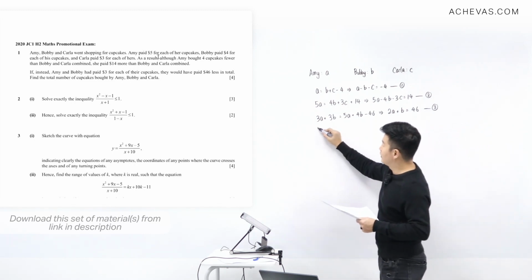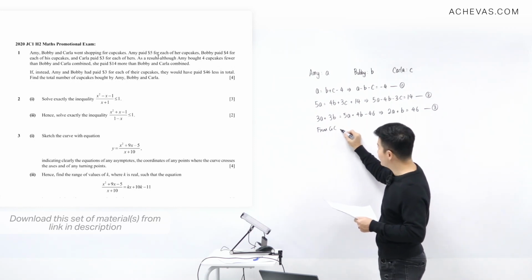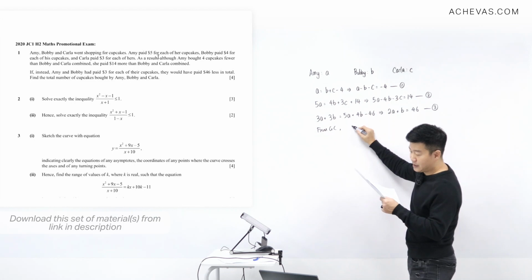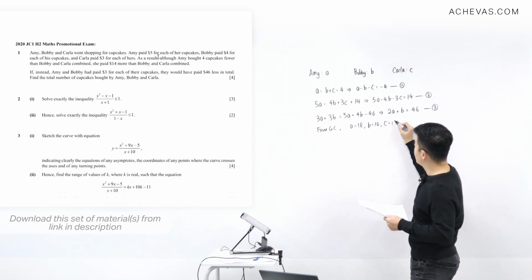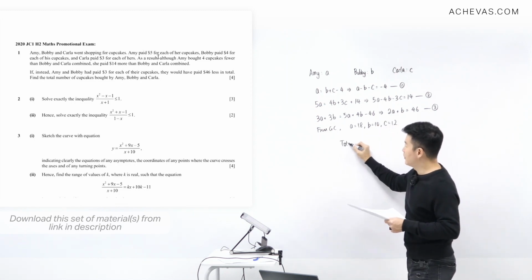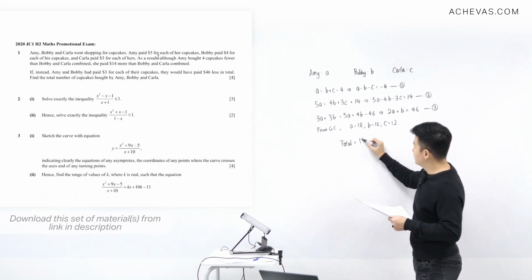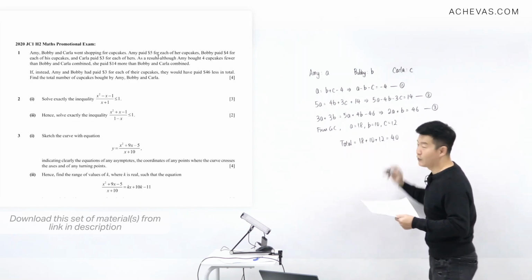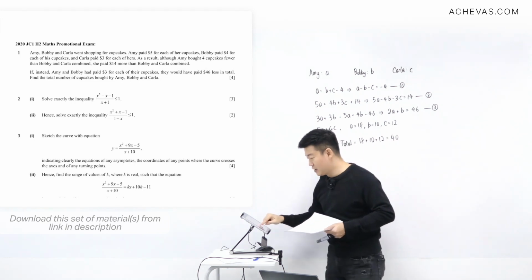Pressing all this into the graphing calculator to let the calculator solve this system of linear equations for me, we are going to be getting A to be equal to 18. We are getting B to be equal to 10, and C will be equal to 12. So the total number of cupcakes bought by these 3 people will be 18 plus 10 plus 12, 40 cupcakes altogether. Let's move on to look at question number 2.